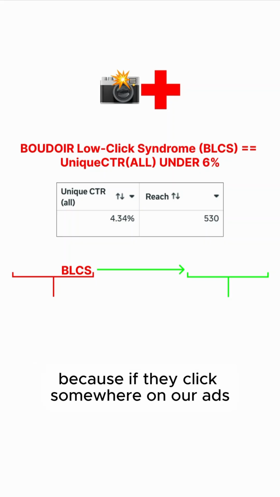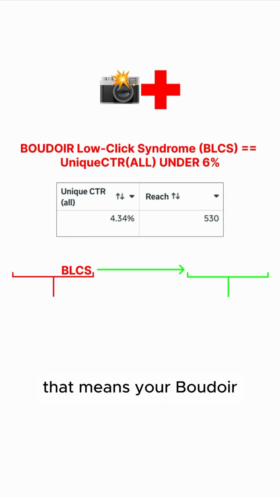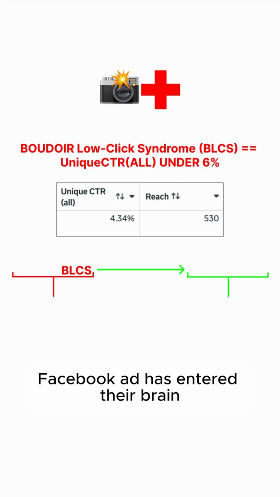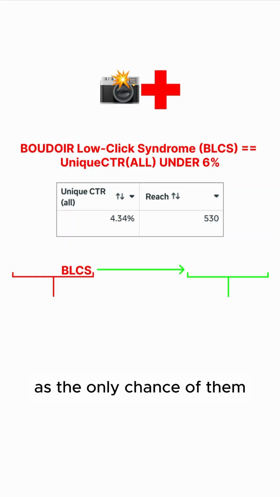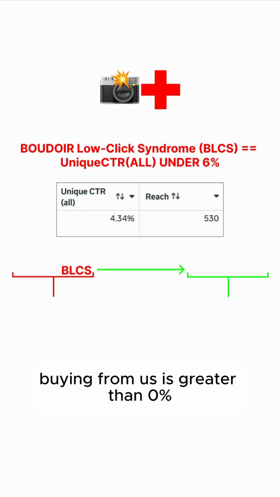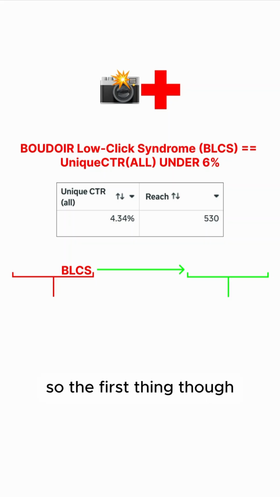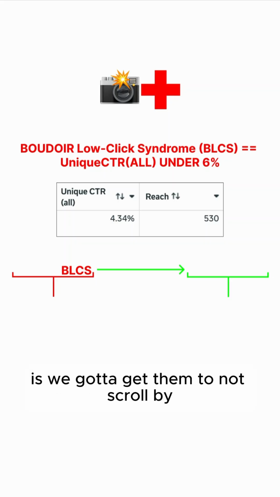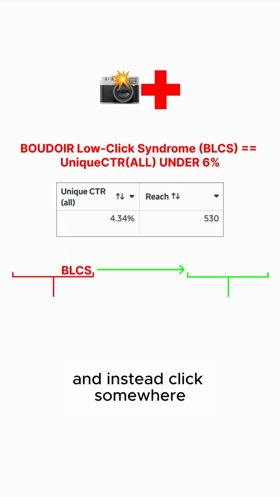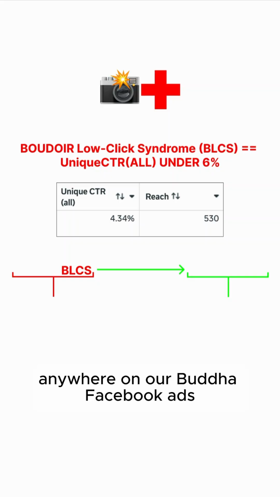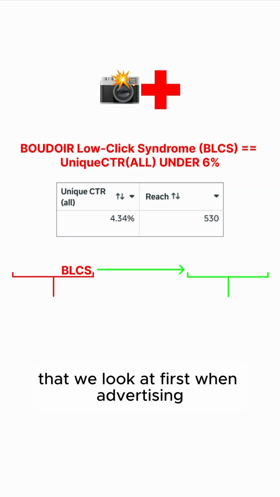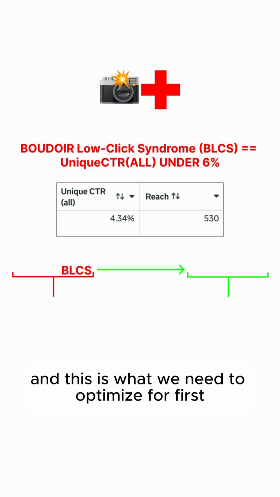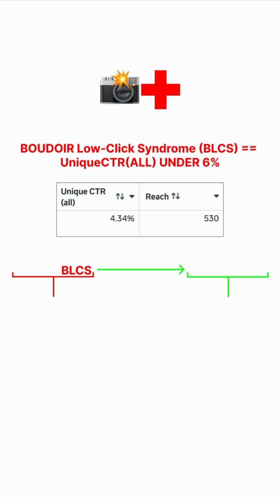Now we care about this because if they click somewhere on our ads, that means our Boudoir Facebook ad has entered their brain. And we care about that because if our Boudoir Facebook ad enters their brain, that's the only chance of them buying from us being greater than 0%. So the first thing is we gotta get them to not scroll by and instead click somewhere, anywhere on our Boudoir Facebook ad. This is the most important metric that we look at first when advertising, and this is what we need to optimize for first. It's the highest leverage activity we can do for all of advertising.